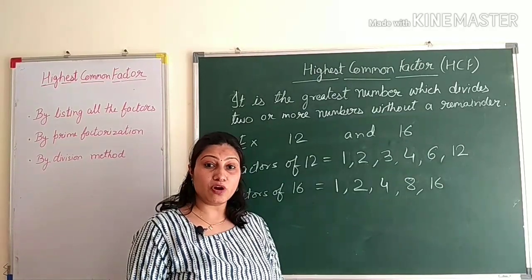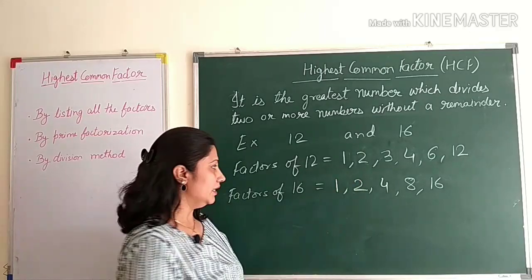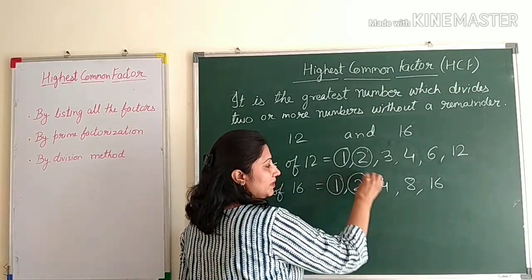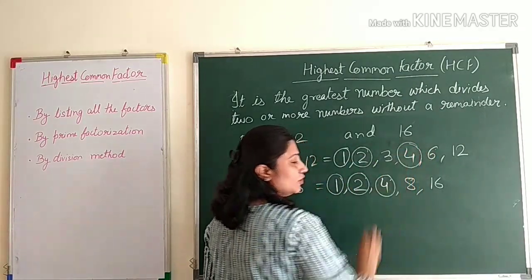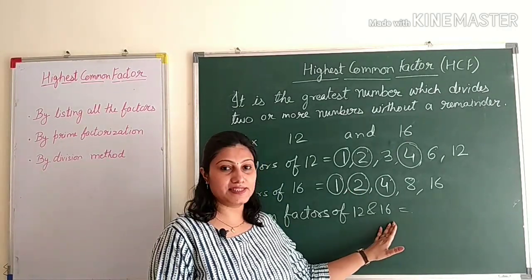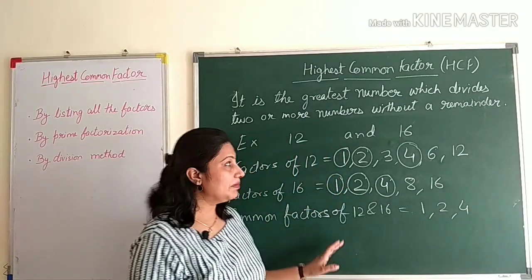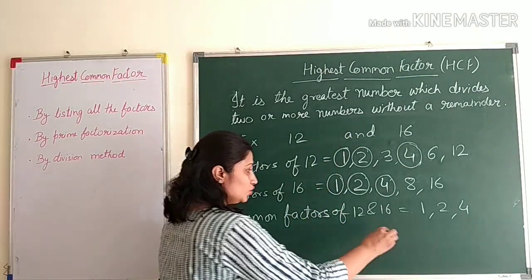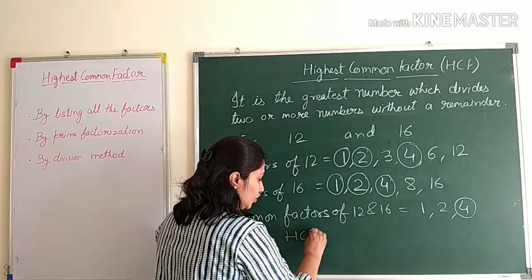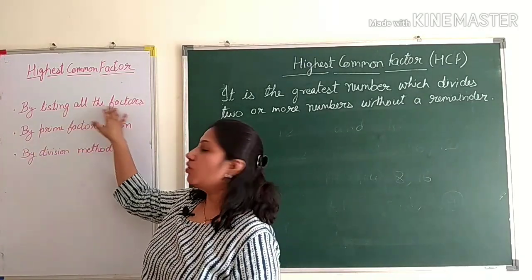Now for finding highest common factor, that is HCF, we have to draw common numbers in these factors. Here you can say number 1 is common, number 2 is common, here 4 is common. So these are the common factors. So the common factors of number 12 and 16 are 1, 2 and 4. But we have to draw highest common factor. So out of these numbers, the highest number is 4. So the HCF of 12 and 16 is 4. So that was the first method by listing all the factors.